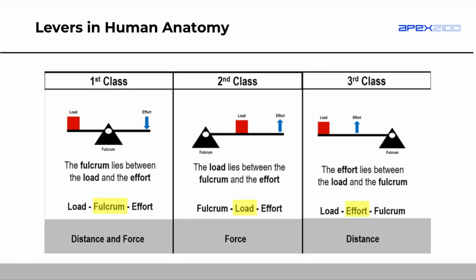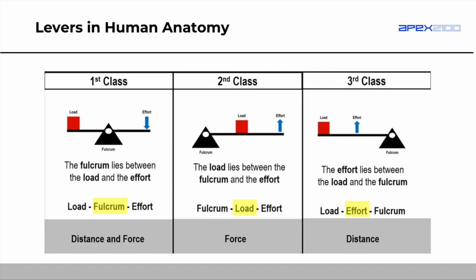So a little bit of a recap of the levers. First, second, and third class. We differentiate these by what lies in the middle. On a first class lever, the fulcrum's in the middle. A second class lever, the load's in the middle. A third class lever, the effort's in the middle. All you need to remember is 1, 2, 3, FLE. 1, 2, 3, fulcrum, load, effort. If you know what's in the middle, it doesn't matter what's on either side. That will tell you which type of lever it is.